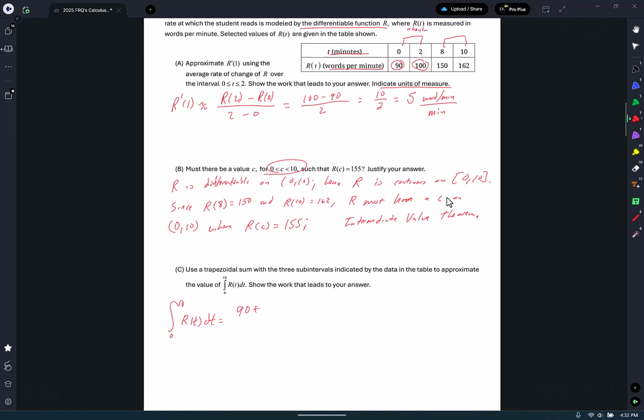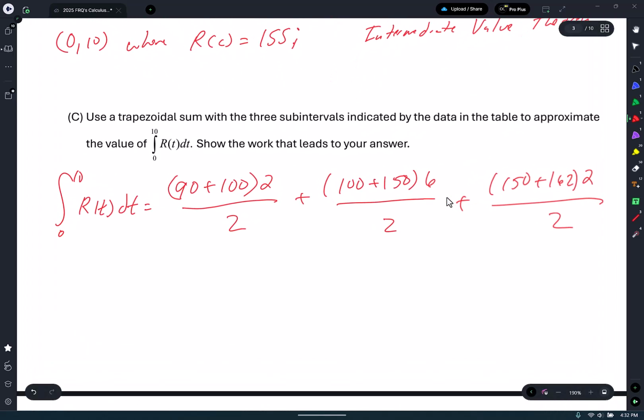90 plus 100, that in parentheses times 2 divided by 2 plus, help me out, what's the next one? 100 plus 150, good job, times, yes, divided by 2, good job, plus, good job. All right, be careful. You ready? Did you leave it like that or did you keep going?